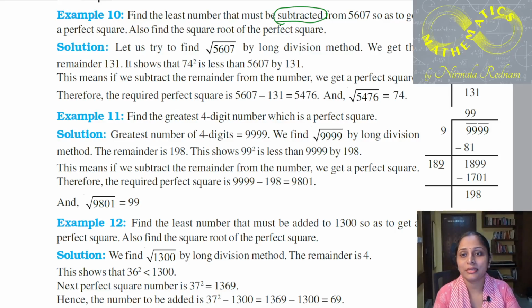So if you look at these steps, you will see that 56 is closest to 49. So 7 square is 49. 7 plus 7 is 14. And then the third digit they have checked happens to be 4. 144 into 4 is 576, right? And so you're going to get the difference as 131. Therefore, 131 is the number that has to be subtracted from the given number to make it a perfect square, right?